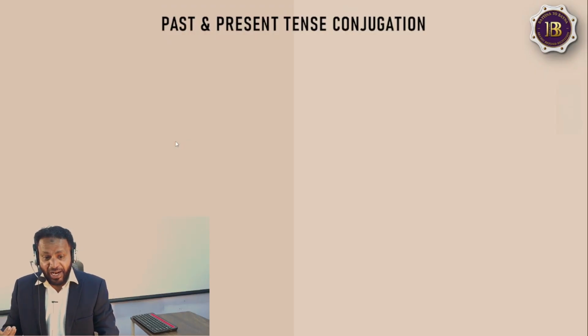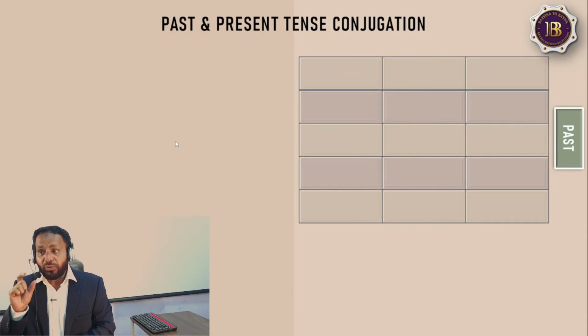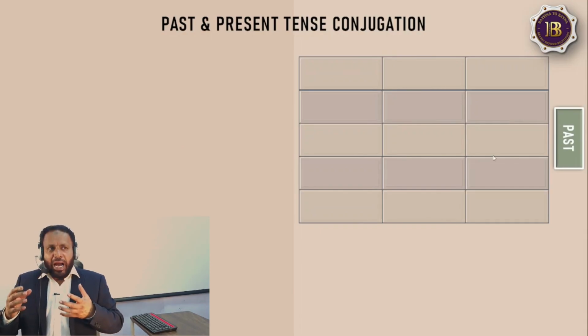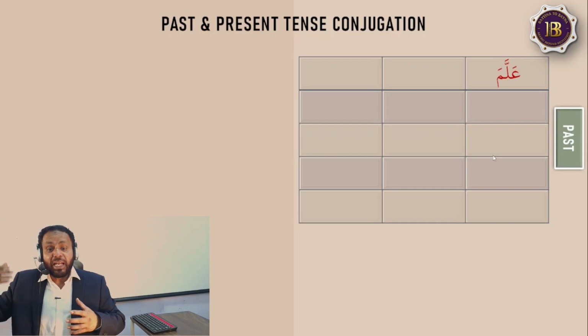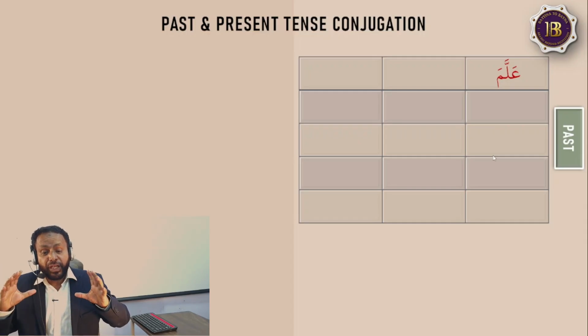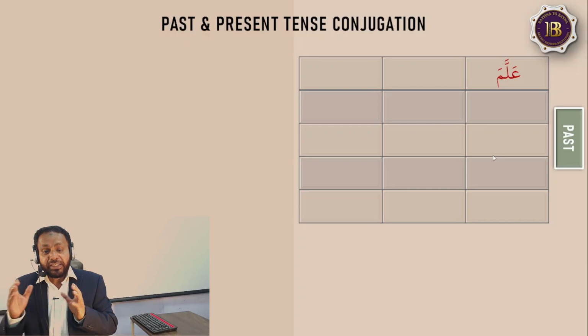Okay? Now, remember that even though we are saying allama yuallimu taliman, these are the representatives of their own table. Allama is a past tense, right? Now past tense does not have one word, right? Allama yuallimu taliman, these are the words that are representing their own table. So allama, when we say it's a past tense, has got its own table, right? Even though we are saying allama, you need to realize there are 13 more words behind allama.